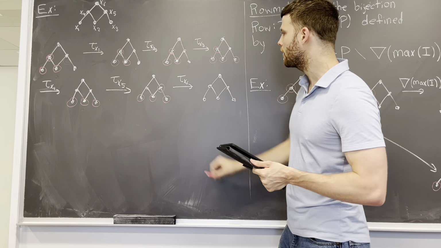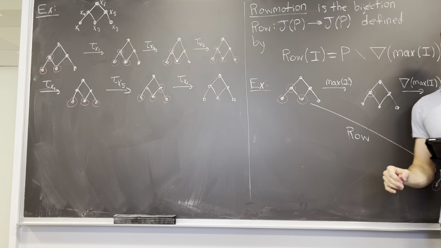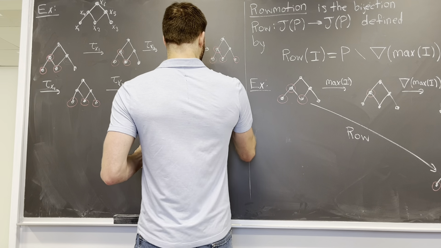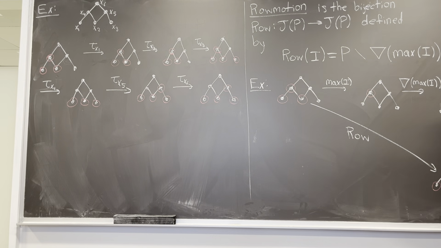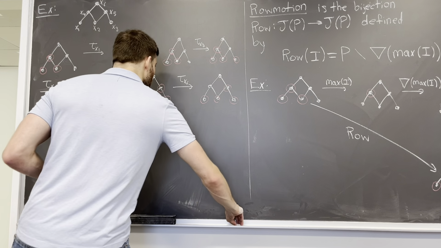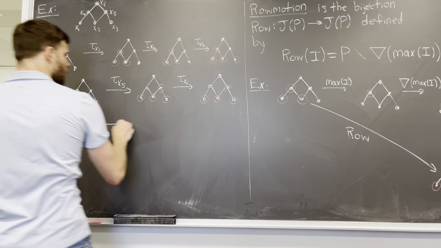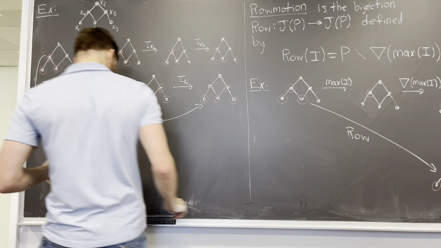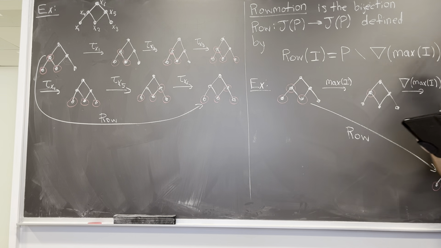Okay, so what does tau x6 do to this? Nothing, right. So now I'm left with this, and if I did this right, this is the same as what we got here with Rowmotion. So this whole thing was Rowmotion.